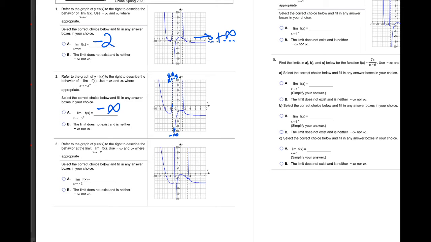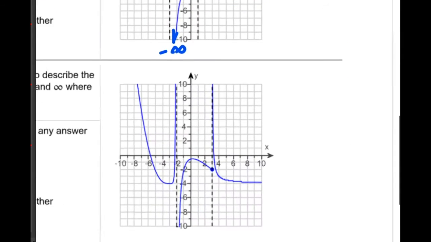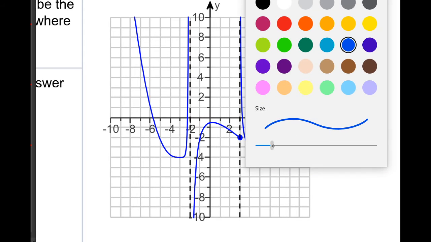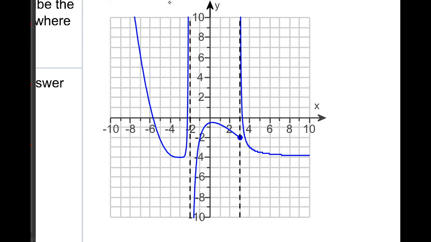All right, hope we're doing okay. That was -3 from the right-hand side. Our next one is approaching -2. Let me zoom in again here a little bit. -2 is this vertical asymptote again. Let me lower the thickness a little bit here. So we have a vertical asymptote, x equals -2, that black line there.